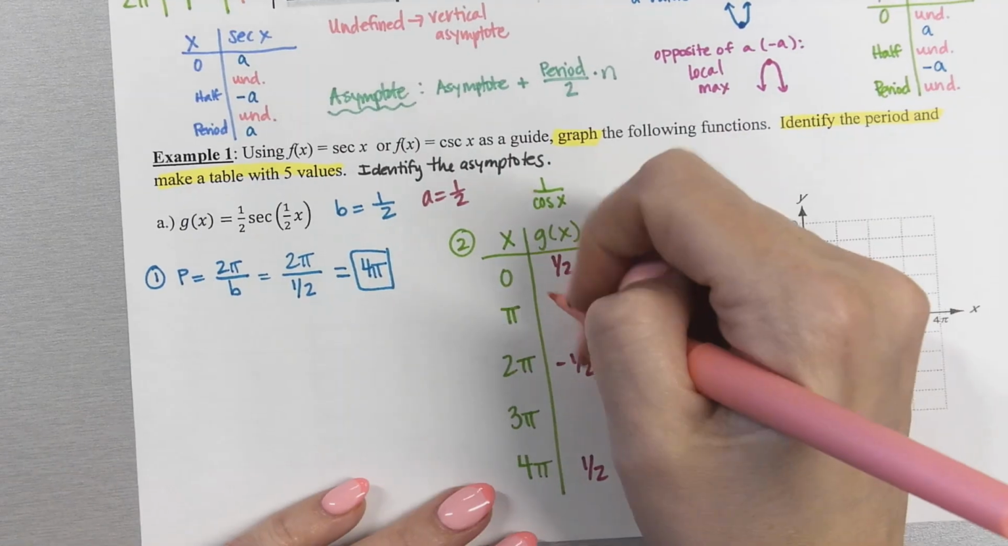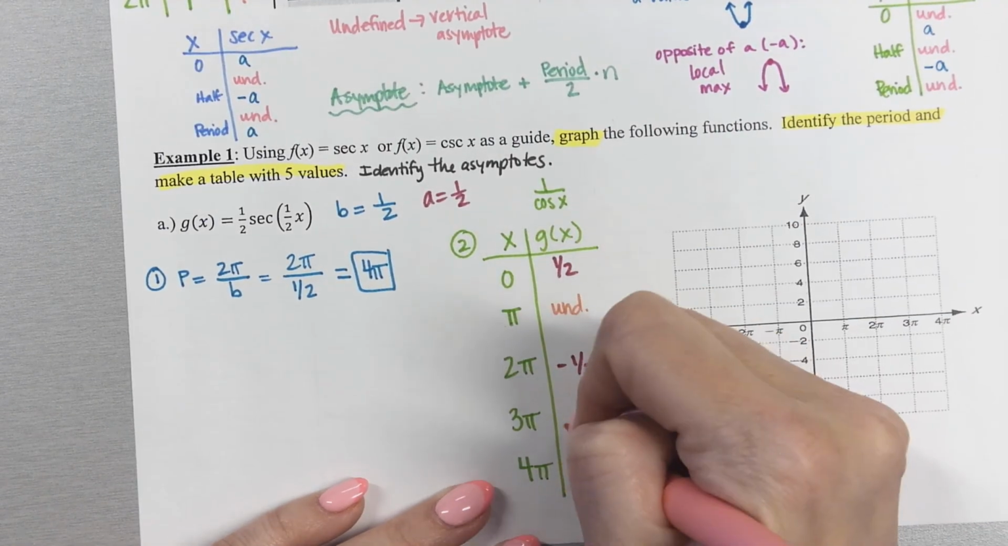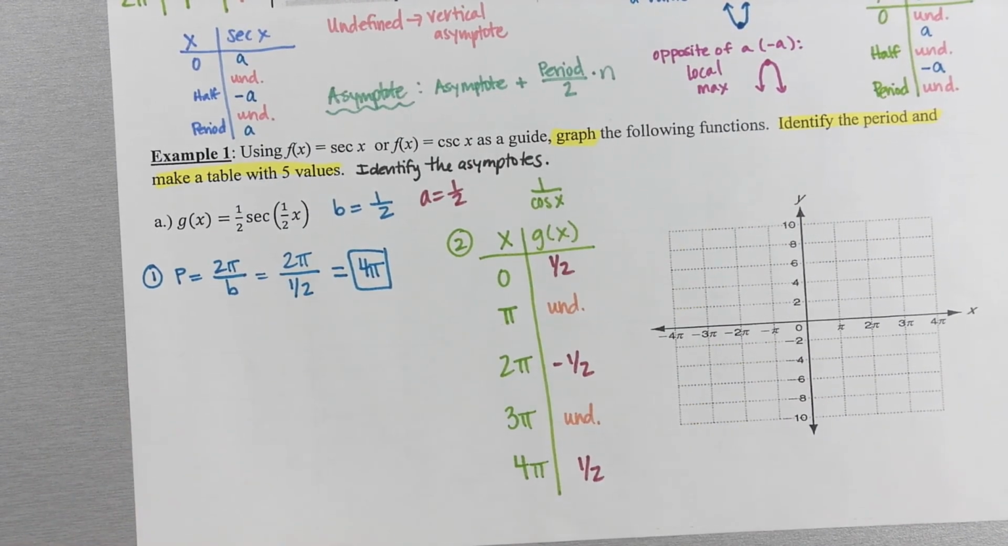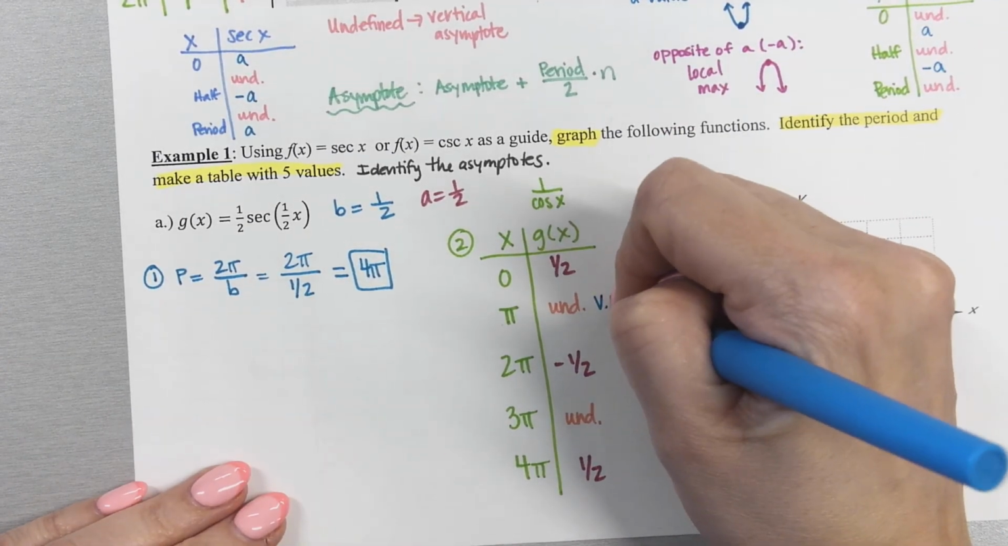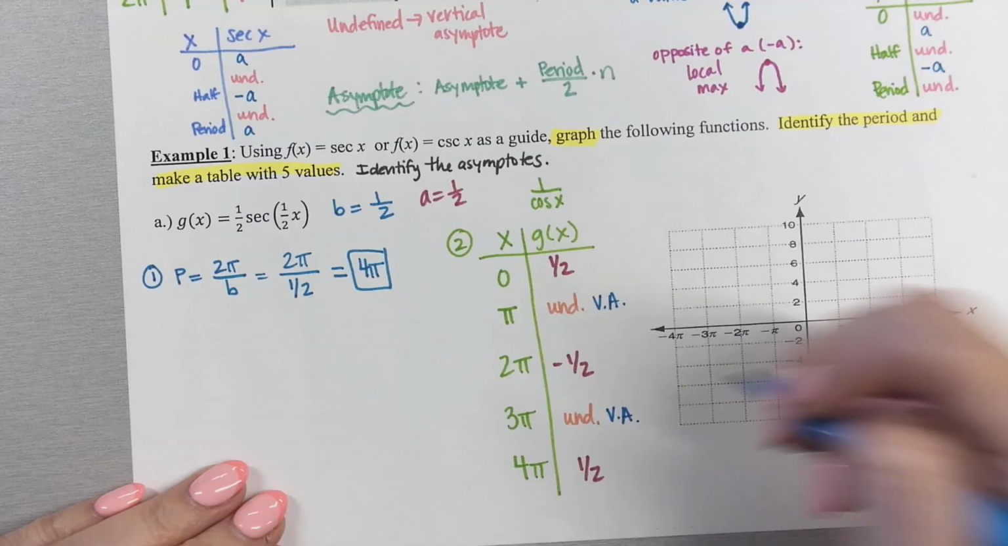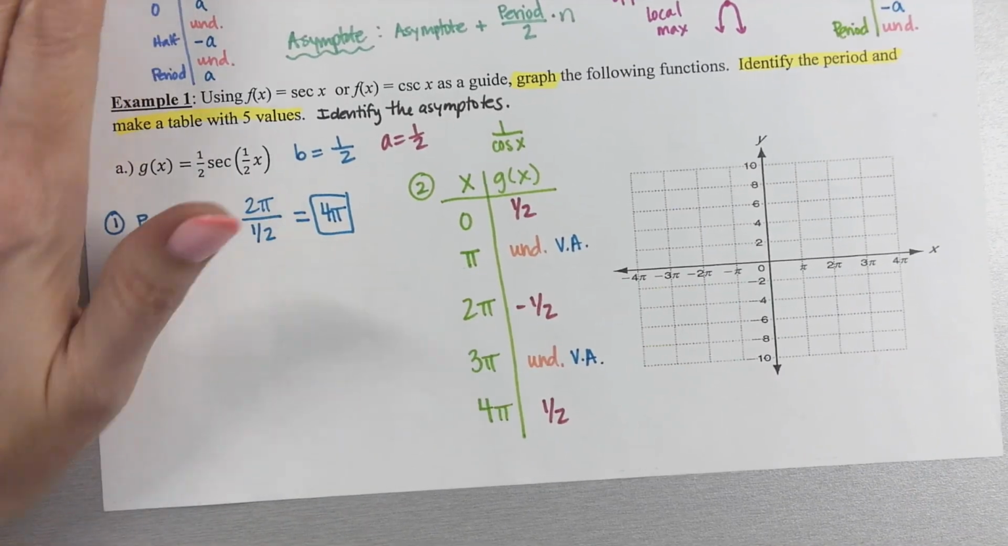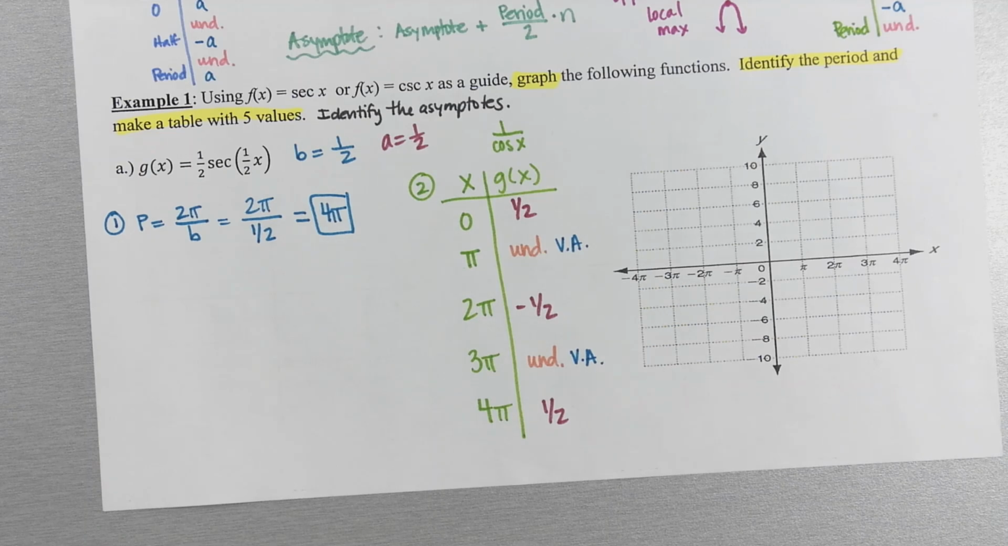At pi, that's where we get an undefined value. At 3 pi is the other undefined. Now remember what those mean. Anytime you have something that's undefined, that tells us that's where the vertical asymptote is going to be on our graph. So let's go ahead and put those in.